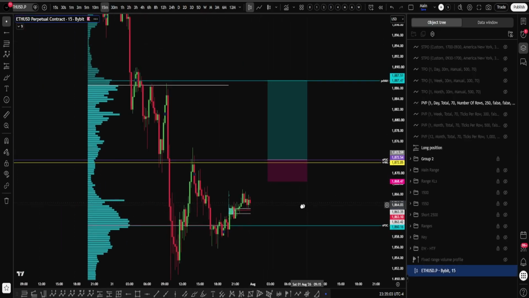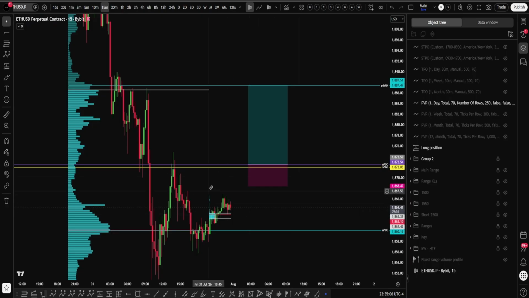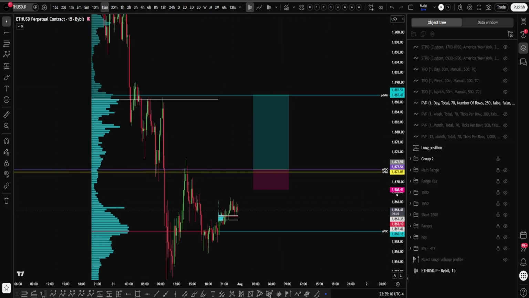a somewhat tight SL below some type of low time frame structure that we consolidate in, and yeah, TP.